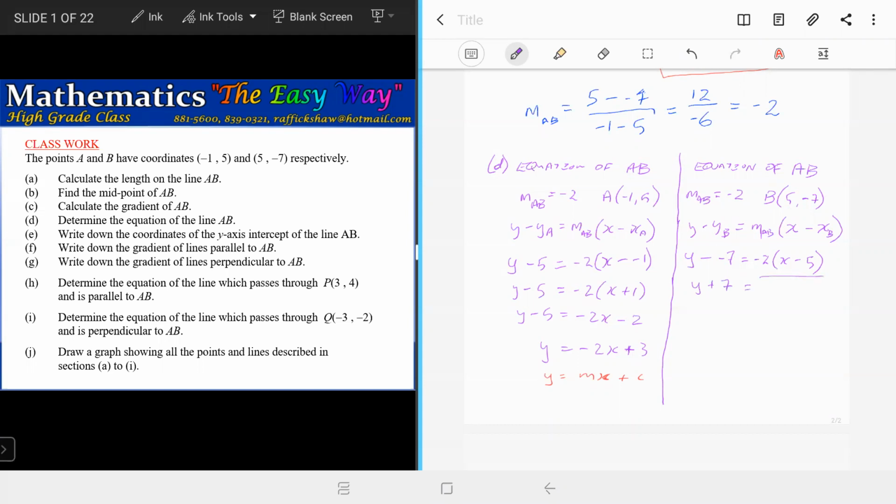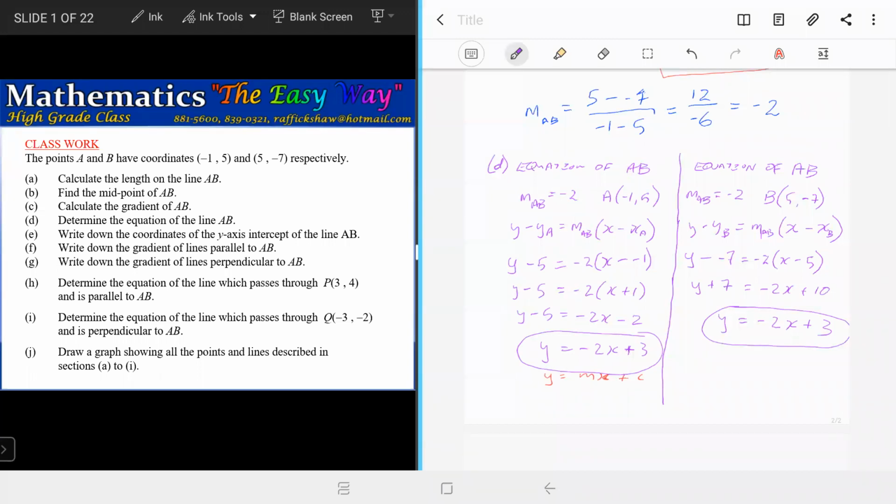Equals, I'm going to expand this now. I get minus 2x plus 10, because minus 2 times minus 5 gives positive 10, and minus minus is a plus. Then this 7 goes over here and becomes negative 7, so 10 minus 7 is 3. You see, you're getting the same thing. So I get y equals minus 2x plus 3, which is the same thing right here. This and this are the same, still in the form y equals mx plus c. I'm not even going to go into how some people calculate it.